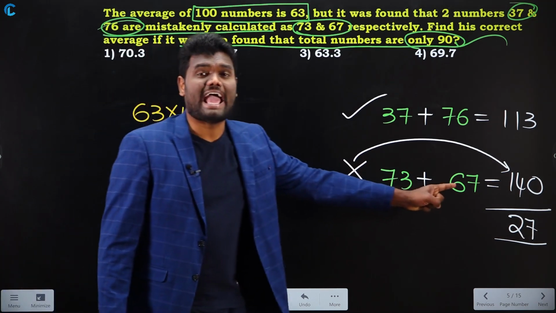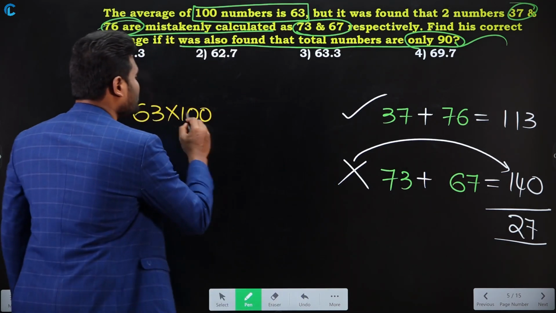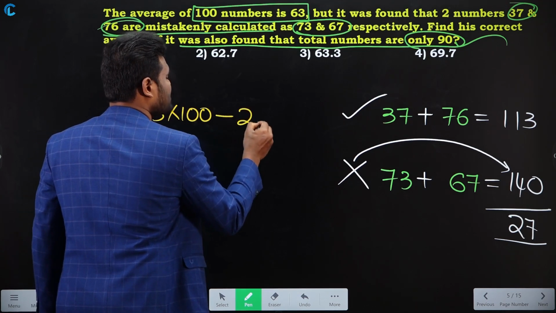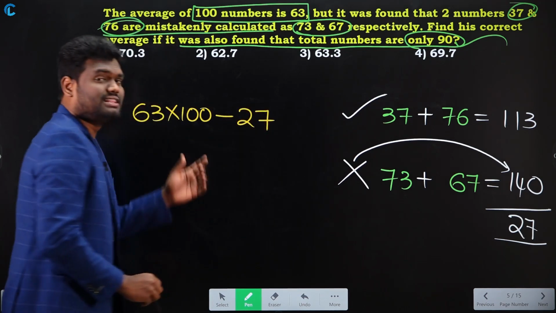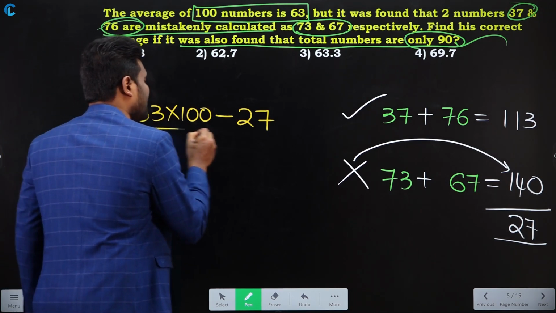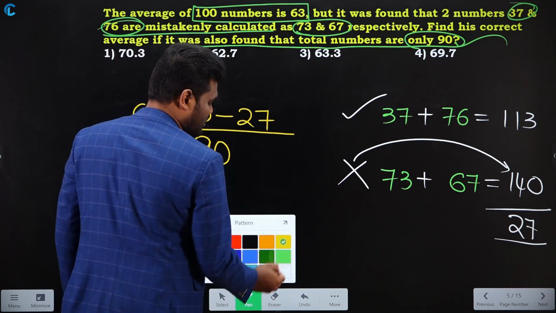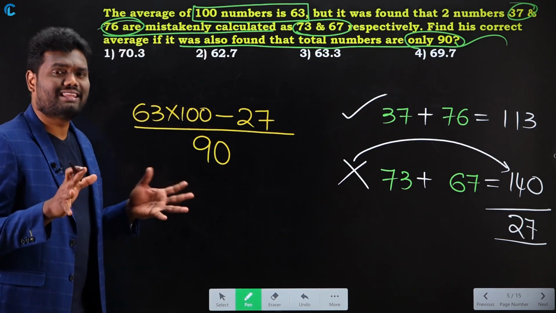But we have an error of 27. As we have an error of 27, you need to subtract this 27. So, minus 27. Now, this will be the correct value. Now, it is said that the numbers are not 100 numbers. Numbers are only 90 numbers. This is what is mentioned in the question. Now, calculate. You are going to get the correct answer.